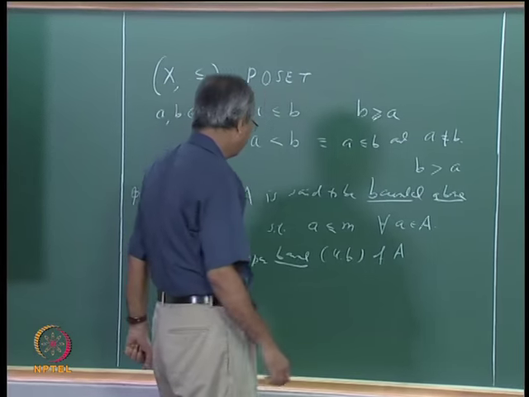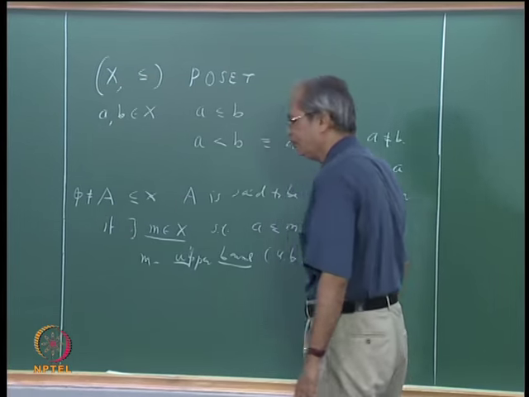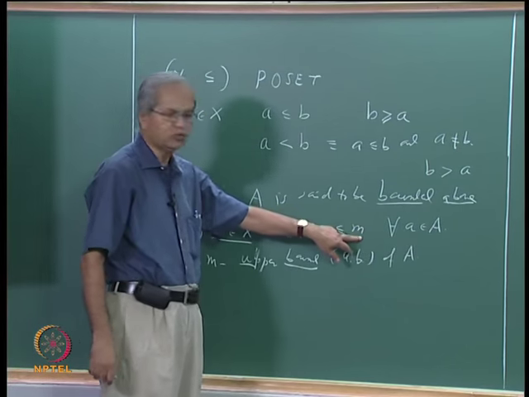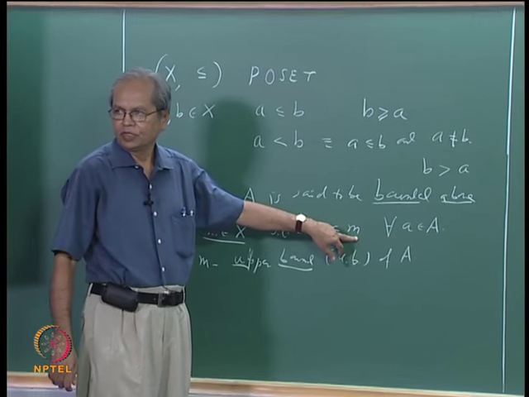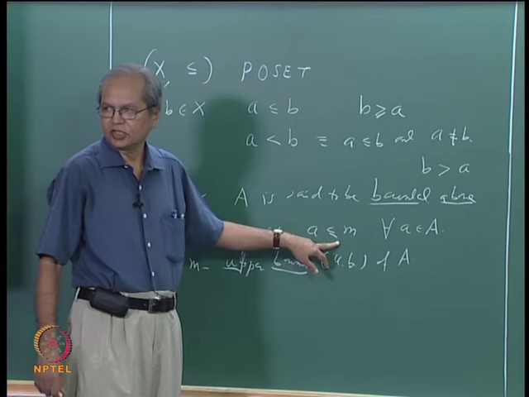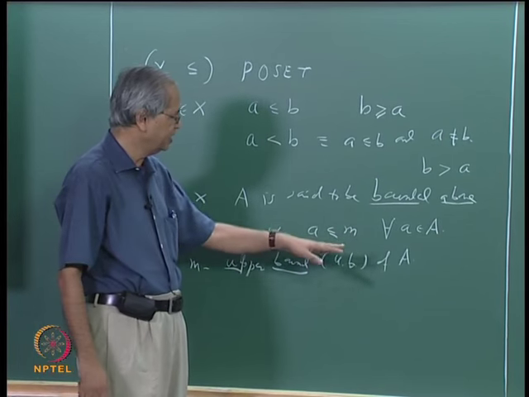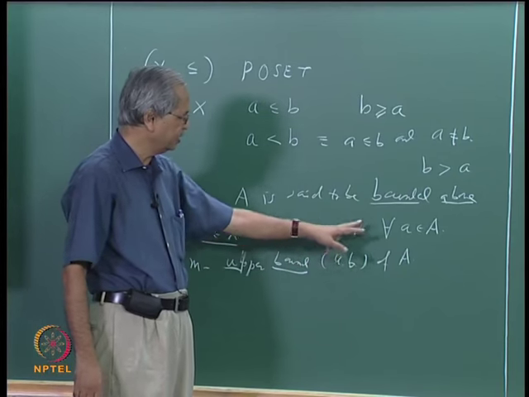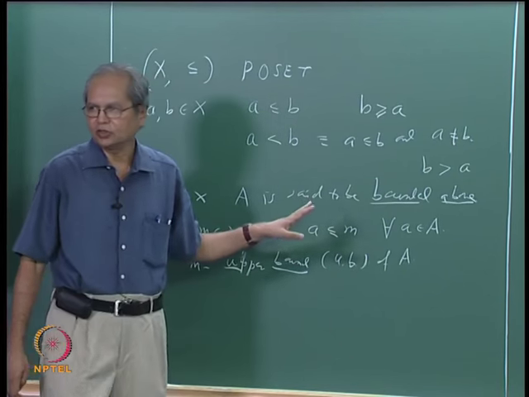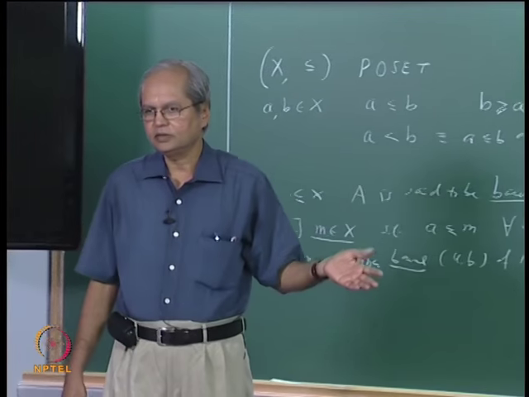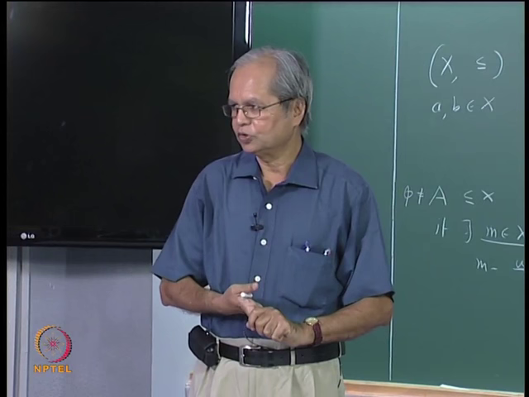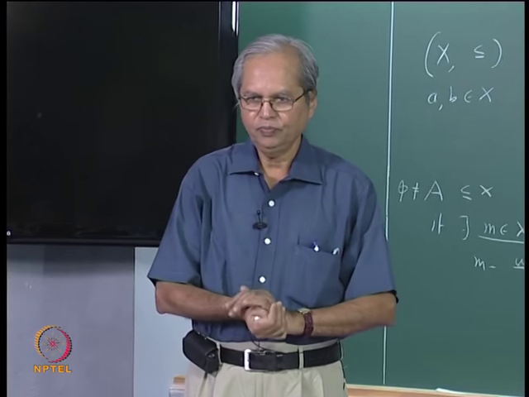The second thing is that this upper bound need not be unique. For example, suppose you take some element N in X which is bigger than or equal to this M, then that will also satisfy this, because of the transitivity relation. Since a is less than or equal to M, and M is less than or equal to N, a will also be less than or equal to N. So any other N which is bigger than or equal to M will also be an upper bound. So an upper bound is in general not unique.